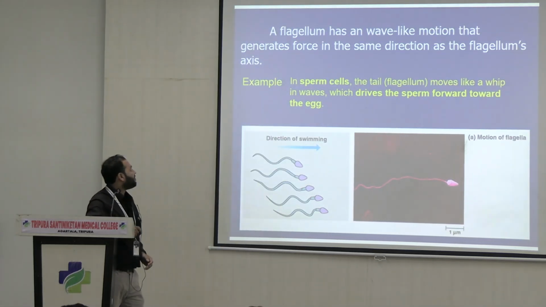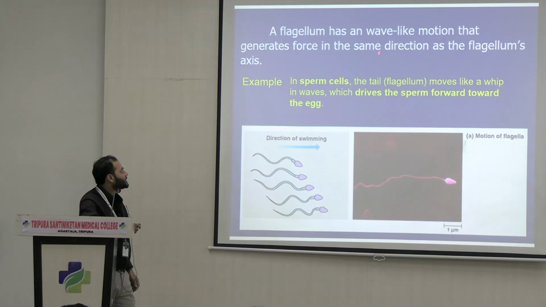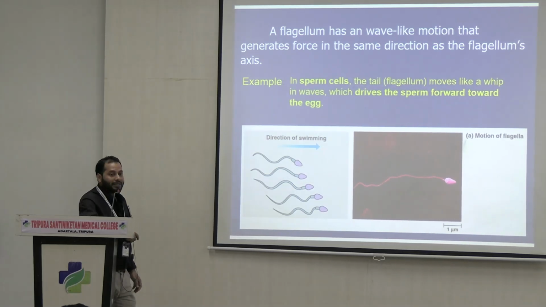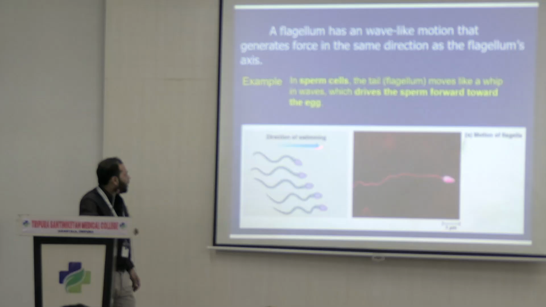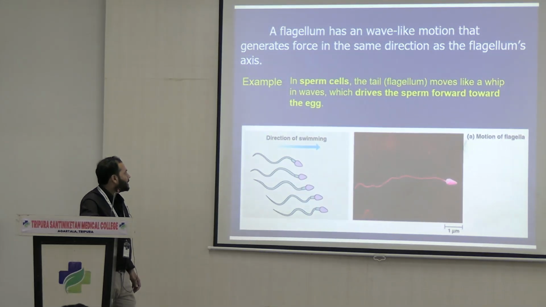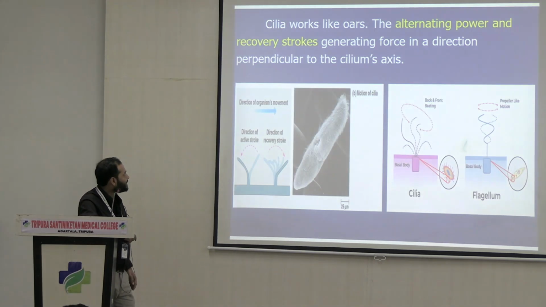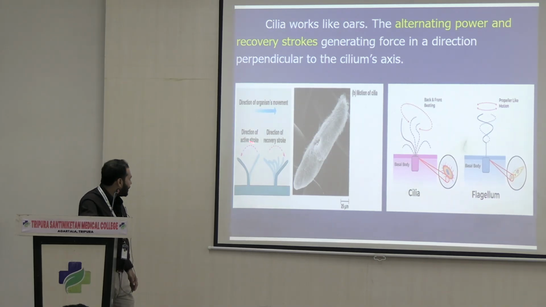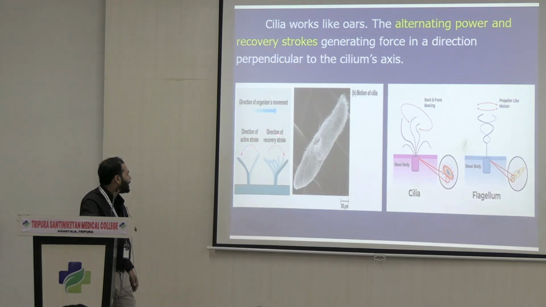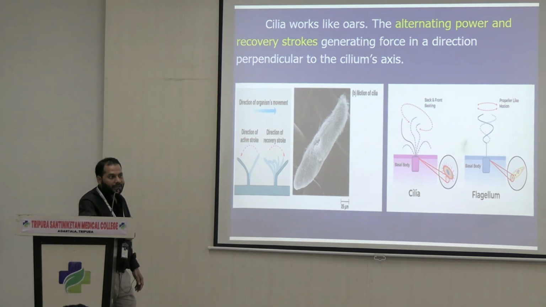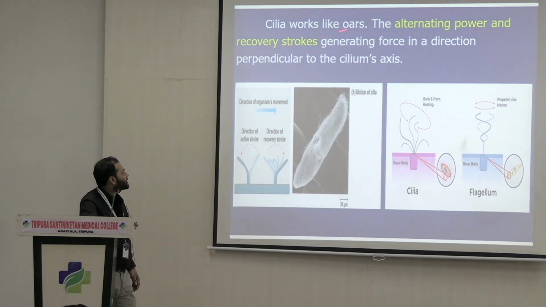You can see a flagellum has a wave-like motion that generates force in the same direction as the flagellum axis. That is very common in the movements of the sperm cell, and the direction of movement here is unidirectional. During the motion of the sperm cells, it generates force towards the direction it moves. On the other hand, if you see the ciliary movements, you can see two different things here. This one is called an active stroke, and another one is a recovery stroke.